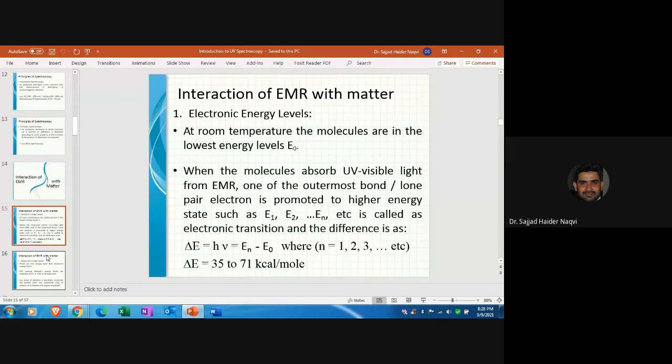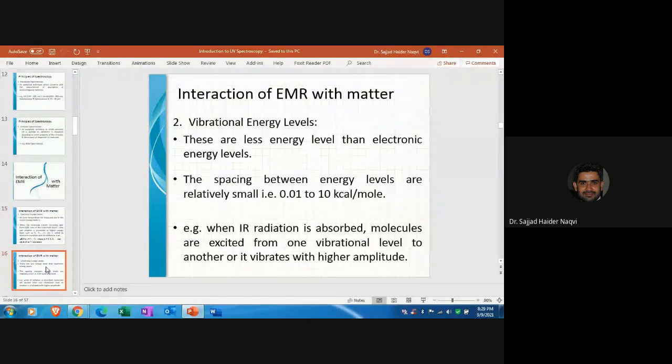H is the Planck's constant and nu is your frequency. And that's how you calculate the change of energy. And the change of energy can be final minus initial. So you can see that En minus E naught, where N could be 1, 2, 3, or whatever the levels are. So it's always final minus initial. So in this case, you can calculate the change of energy when the electromagnetic radiation passes through the sample.